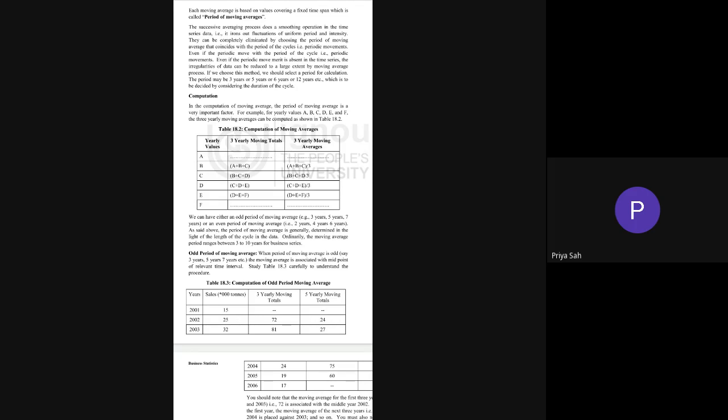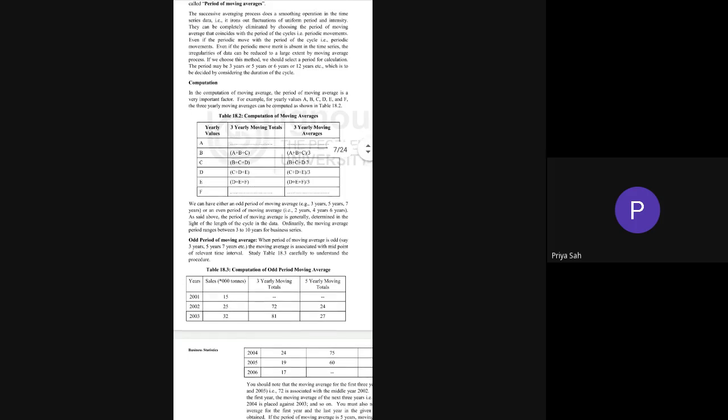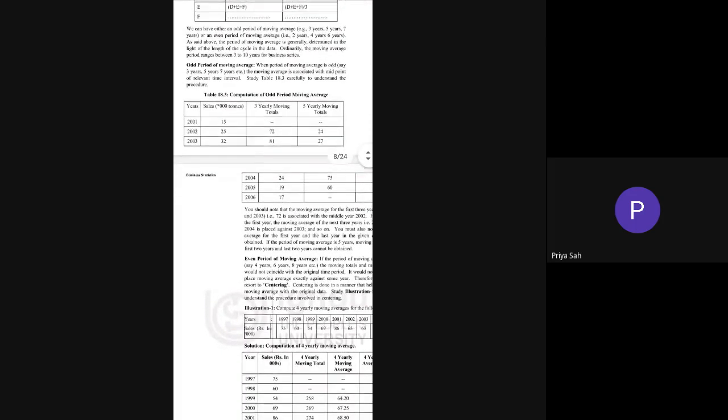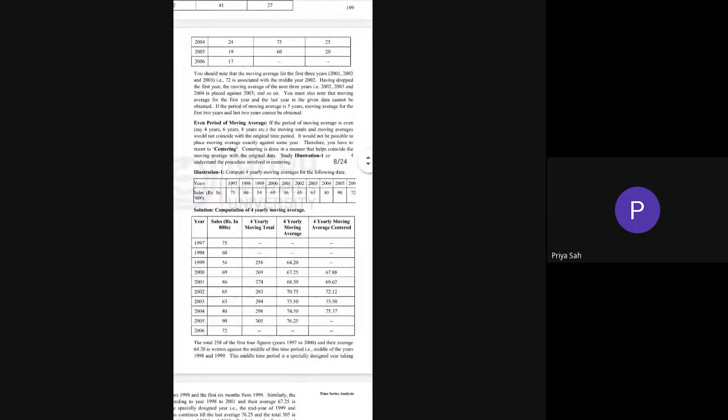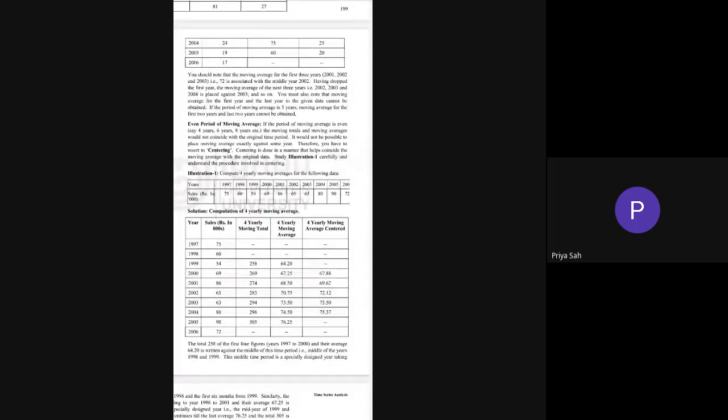So 3 years are given, that means it will be divided by 3. As per the sample, the following data is calculated here again. Now the next illustration, that is the moving average method. According to that, 4 yearly moving totals are taken and averages are taken. So here you can see as per this one.